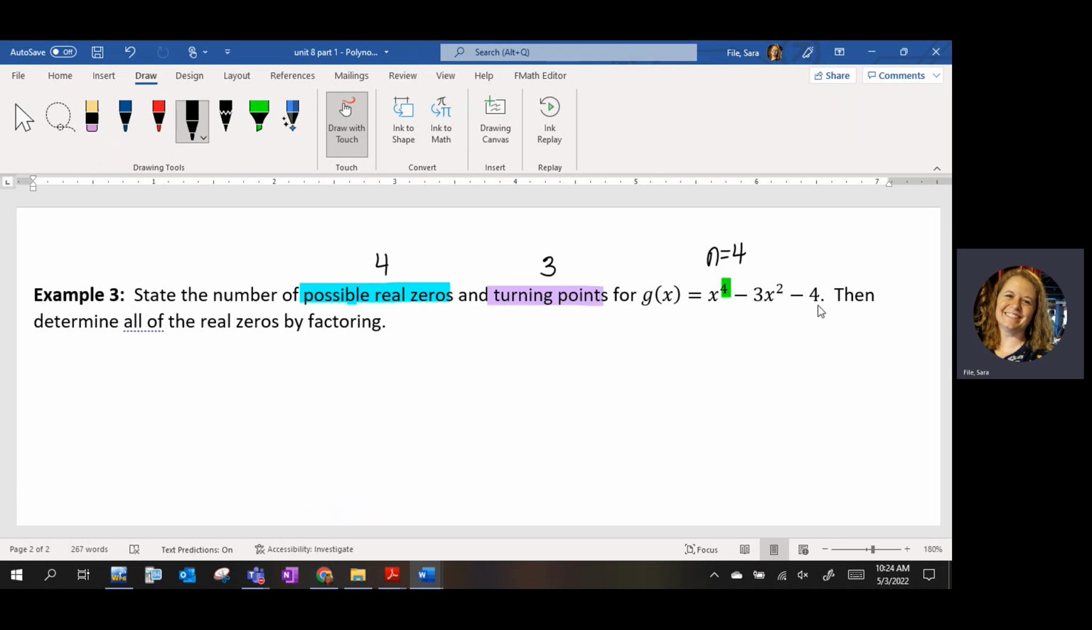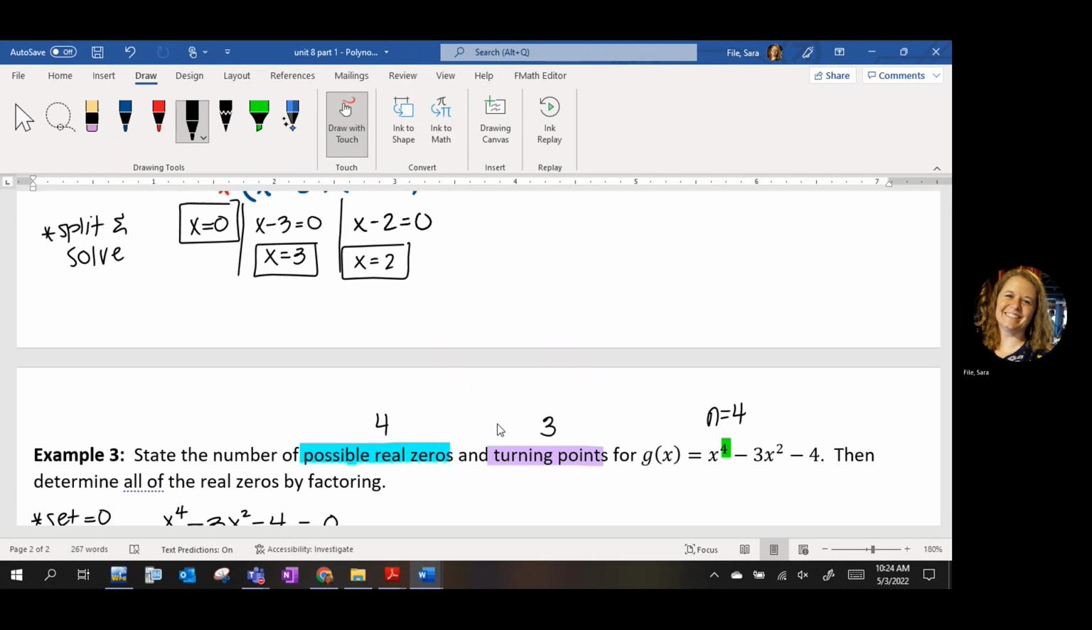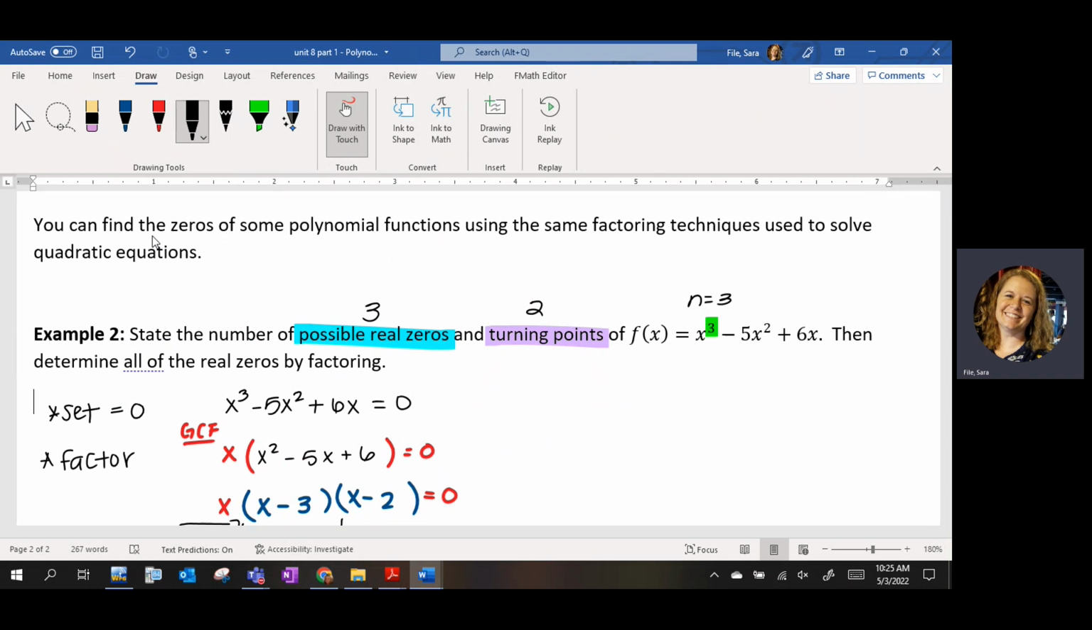Now, this does not have a GCF, so there's no GCF here, but I'm still going to start the same. Set it equal to 0. And this is not a quadratic. This polynomial has x to the 4th, so degree 4. However, the format of it is quadratic form. So that's what this was saying up here.